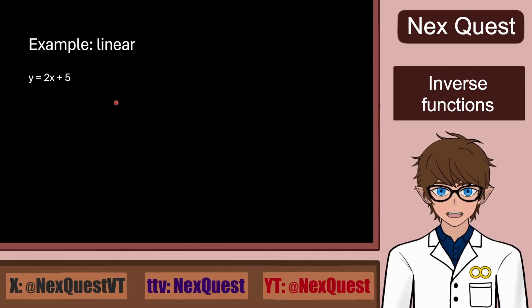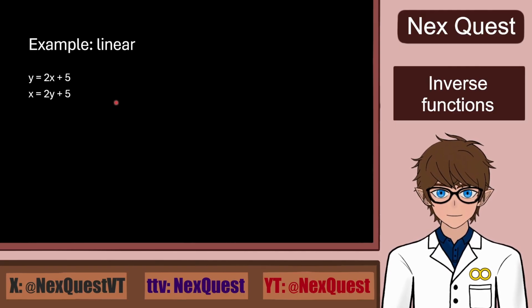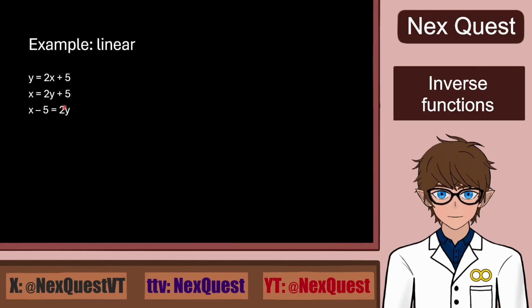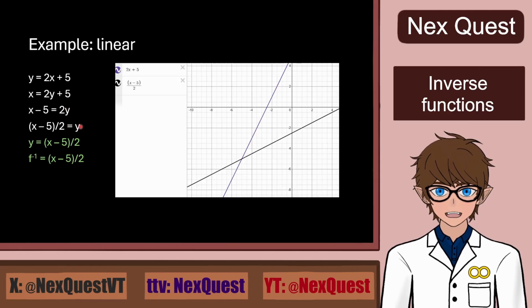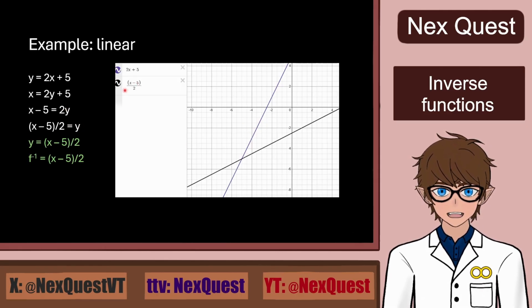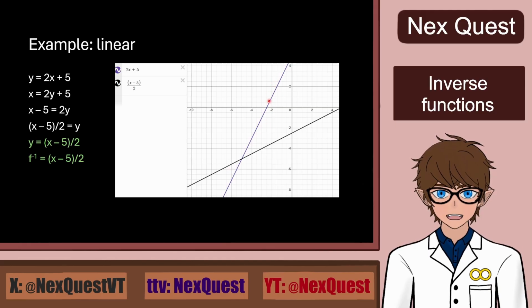So our example is y equals x plus 5. We swap the variables, we isolate y, and that is our formula. So the black one is our inverse and the purple is the original.